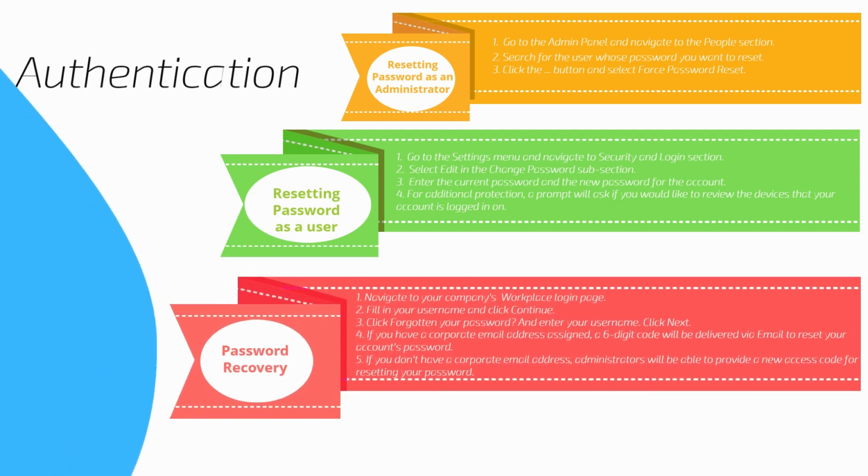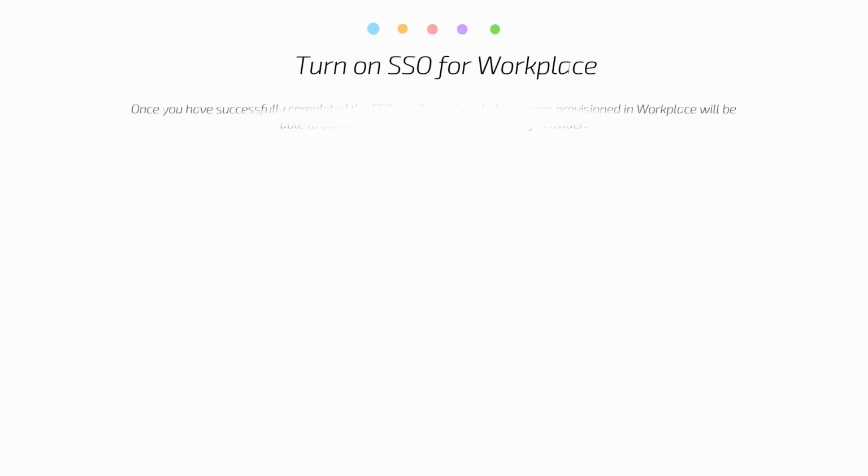Password recovery. If you forgot your workplace password, the easiest way to reset it is: 1. Navigate to your company's workplace login page. 2. Fill in your username and click Continue. 3. Click Forgotten your password and enter your username. Click Next. 4. If you have a corporate email address assigned, a 6-digit code will be delivered via email to reset your account's password. 5. If you don't have a corporate email address, administrators will be able to provide a new access code for resetting your password.